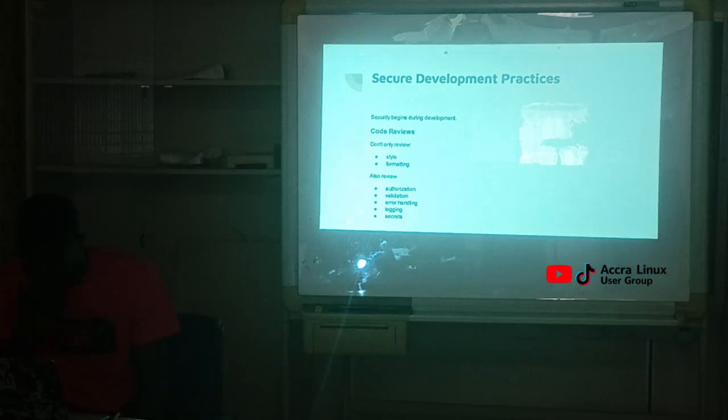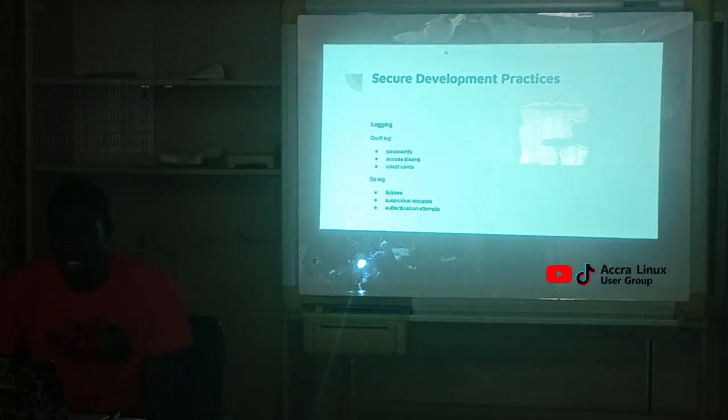Then logging. What do I mean when I say logging? Logging means everything you are doing, we are writing it down, we are recording it. We should also review logs and secrets. Secrets, like I said, you can think of as passwords and stuff. Then let's look at logging. When we are logging, everything you do, we are writing it down and keeping it so that in case something goes wrong, we know who to blame.